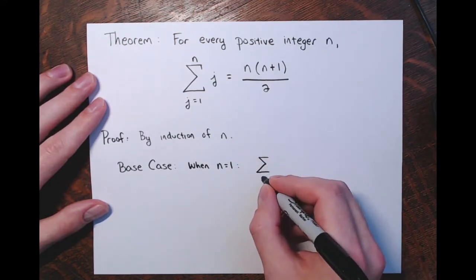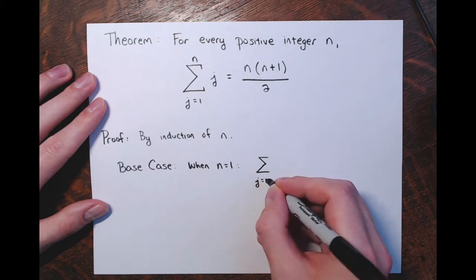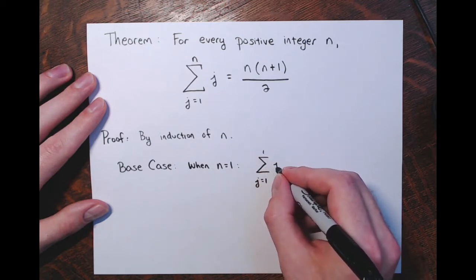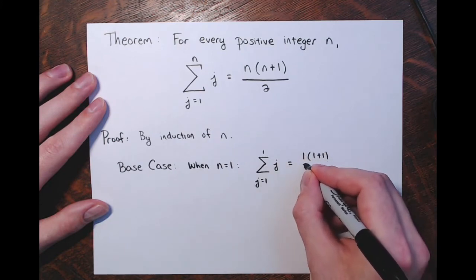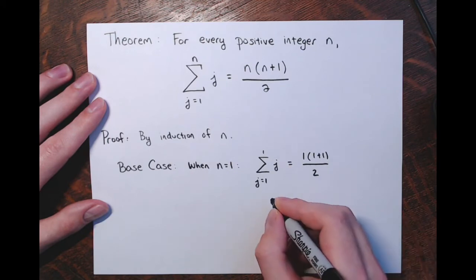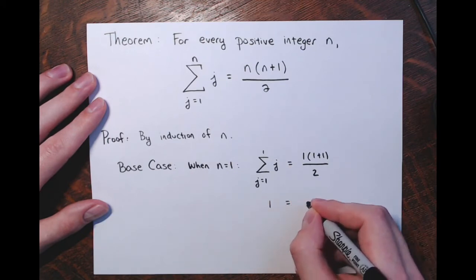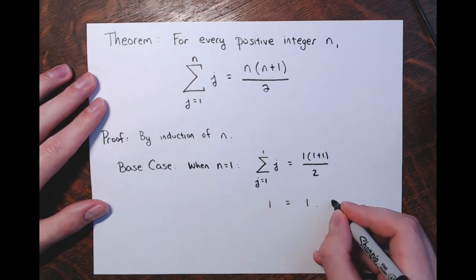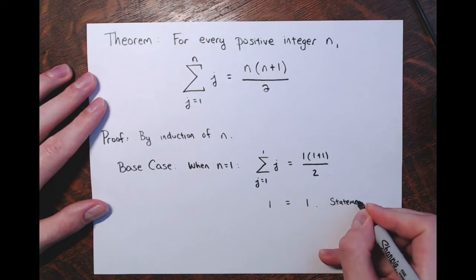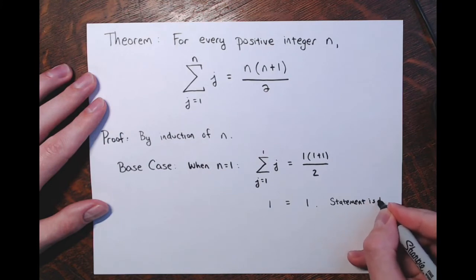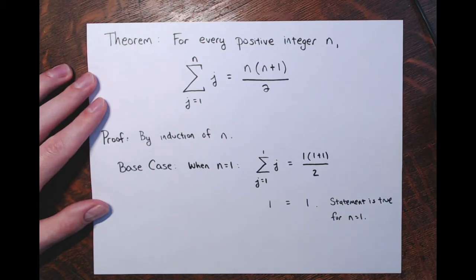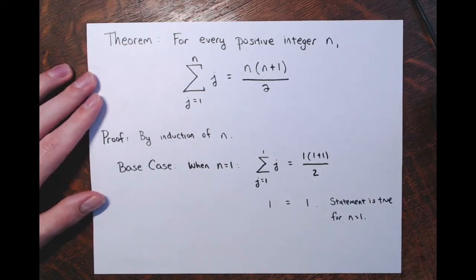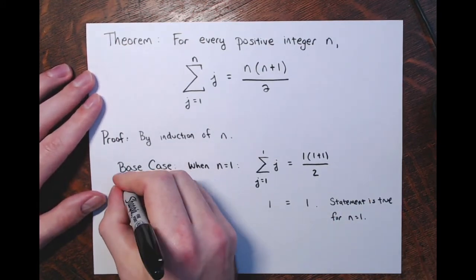The sum from j equals 1 to 1 of the j's, is that equal to 1 times 1 plus 1 divided by 2? The left side is 1, the right side is 1, so the statement is true. So the statement is true for n equals 1. Great. Again, not a proof. This is only the beginning of the proof, the base case.